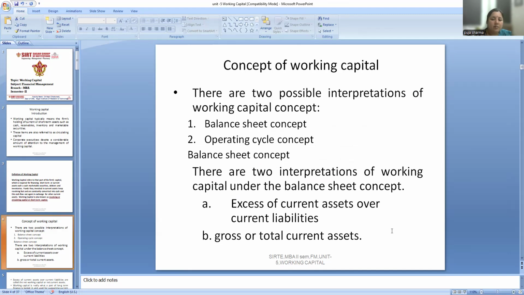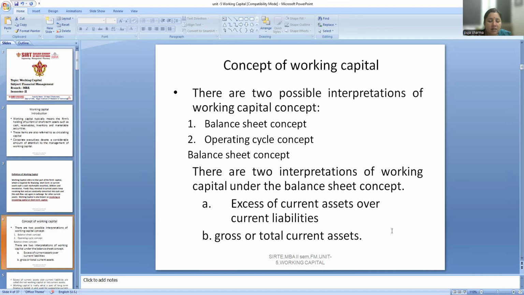When I talk about the concepts or methods of working capital, the main two concepts are these. First is the balance sheet concept. Second is the operating cycle concept.